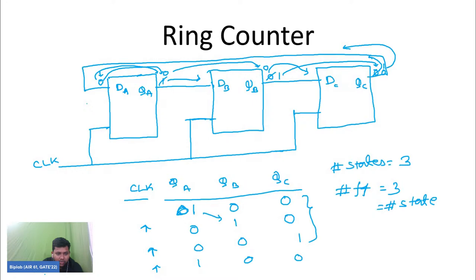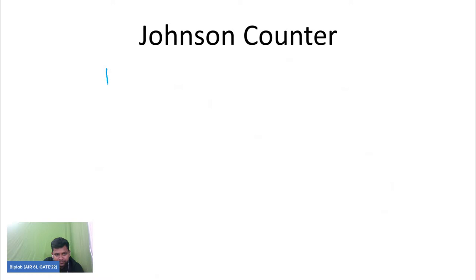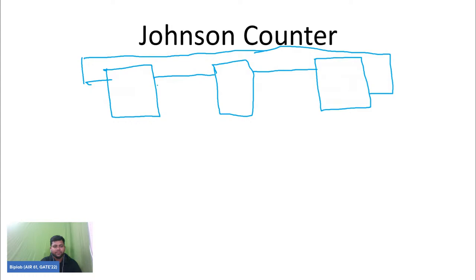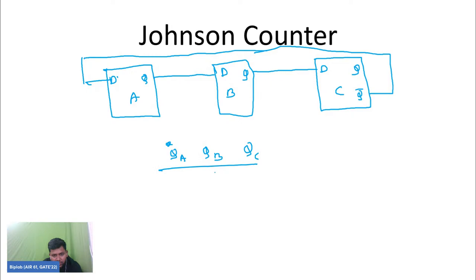Now go to the Johnson counter, which looks the same. Let me go through the circuit. Just don't think about the circuit drawing. So you have again D flip-flops, D, Q, D, Q, D, Q. Let's say this is A flip-flop, B flip-flop, C flip-flop, okay? And you have Q bar. So the initial outputs, let's say, are 0, 0, 0, QA, QB, QC.